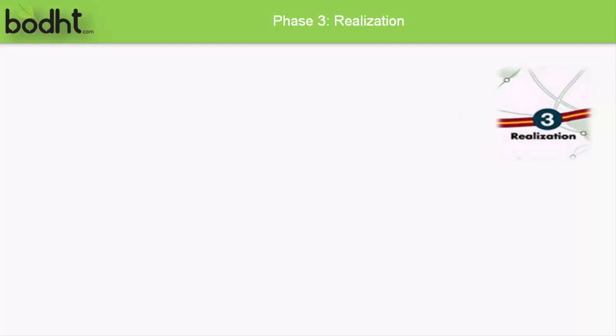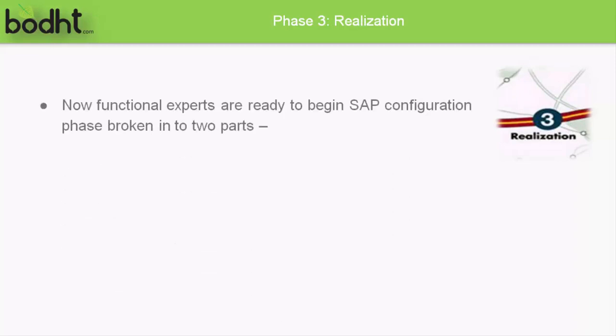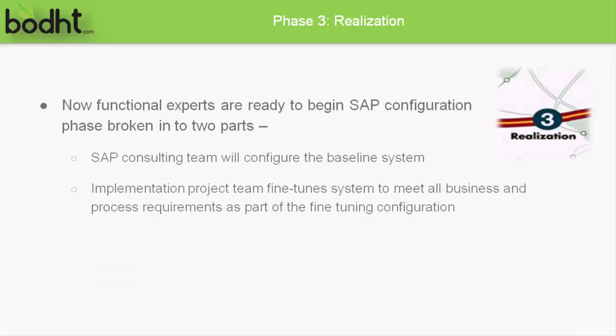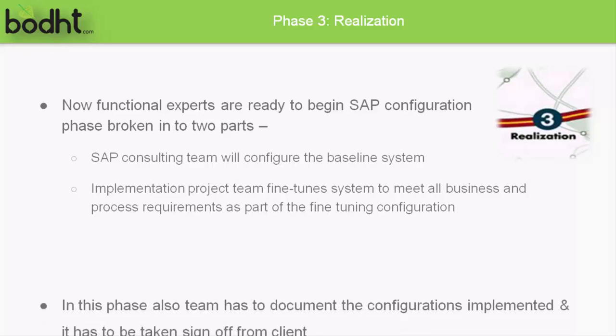Then the next one is phase 3, realization. In this phase, the functional experts are ready to begin the SAP configuration. And this particular phase is broken into mainly two parts. One is the baseline section and another one is the fine-tuning section. SAP consulting team will configure the baseline system, and the implementation project team, if there is any fine-tuning needed, they would do the rest of the work, which we call fine-tuning configuration.